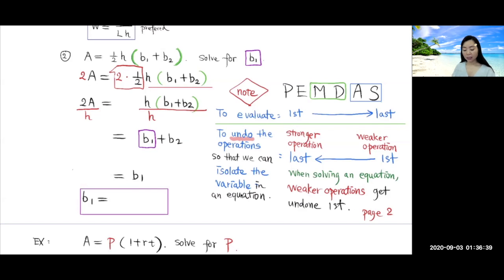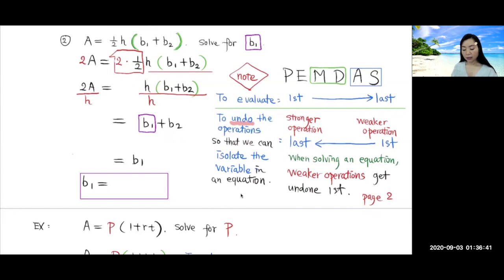Okay. Now, by doing this, h divided by h is 1. So you will get this side have b1 plus b2. Now on the other side, you will have 2a over h. Now finally, you can remove the parenthesis because this is the b1 plus b2. There's nothing you multiply outside, so you don't need the parenthesis when you get to this step right here.